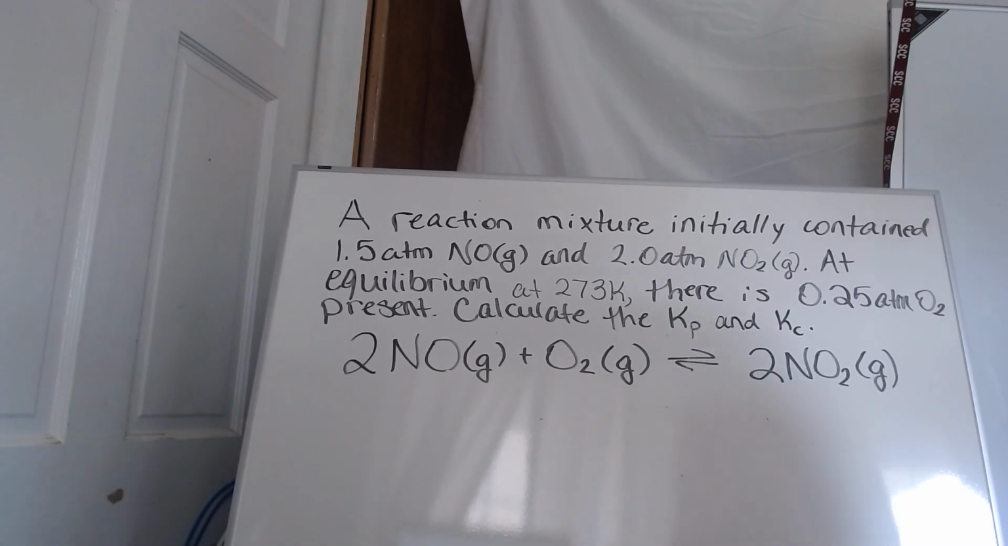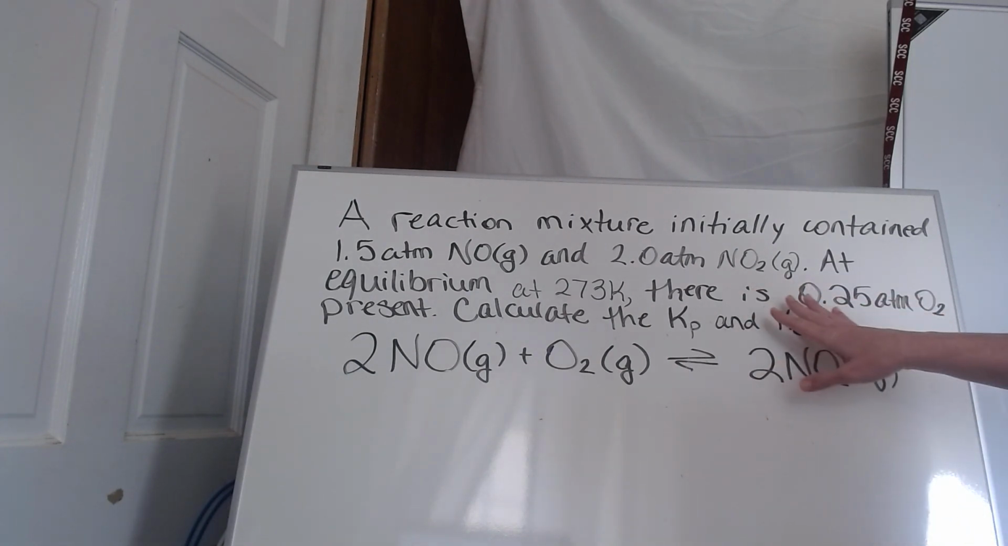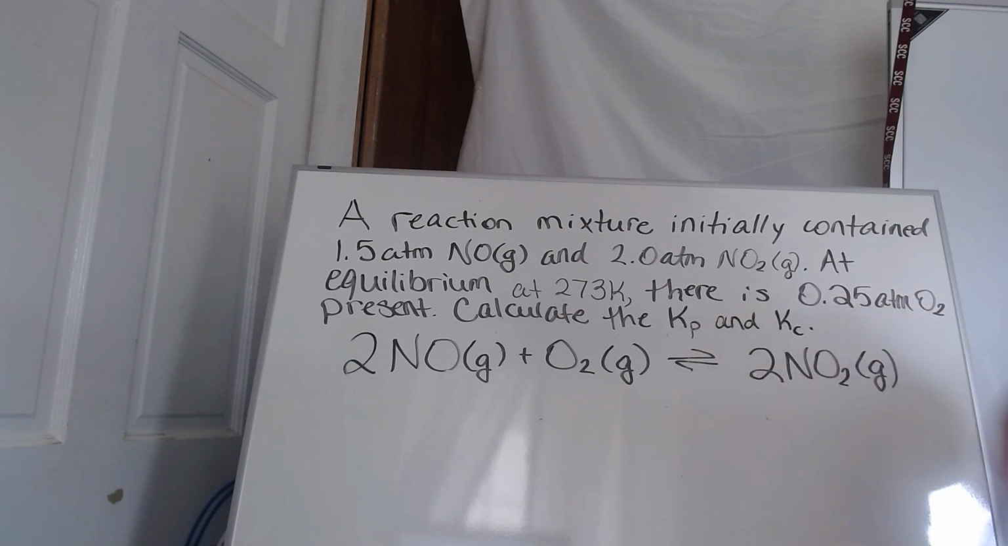And so the given information, it says that a reaction mixture initially contained 1.5 atmospheres of NO and 2.5 atmospheres of NO2. At equilibrium, at 273 Kelvin, there is 0.25 atmospheres of oxygen present. Calculate the K sub P and K sub C. So we're just going to save the K sub C for later because that's a separate thing, Kp to Kc.